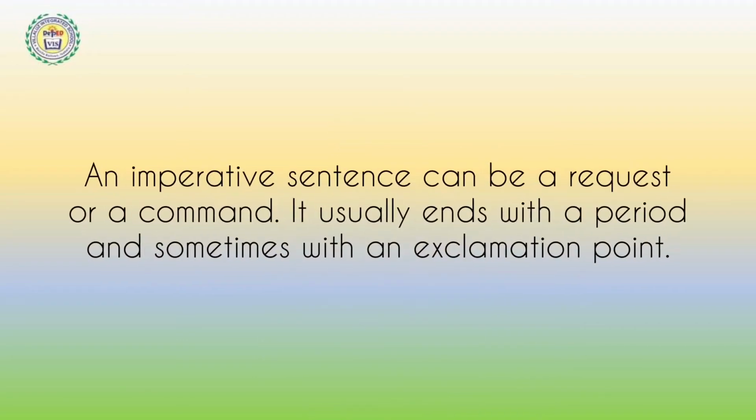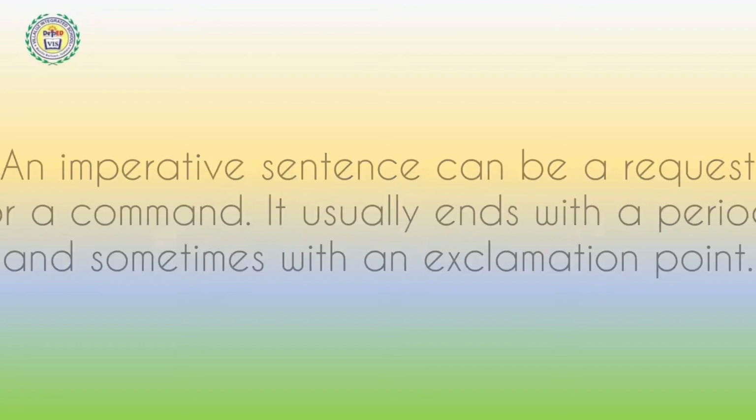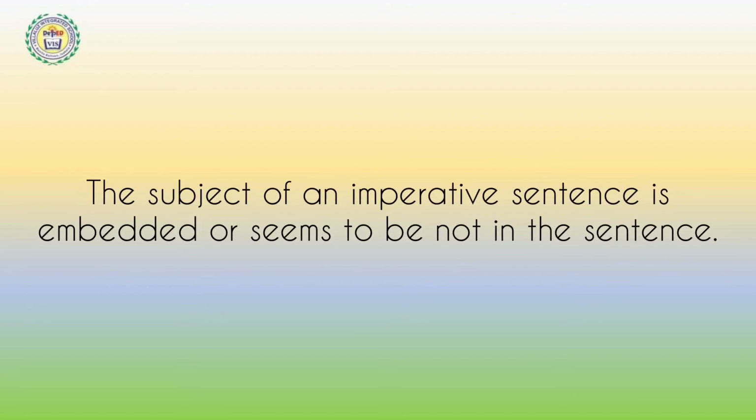Now that you know how an imperative verb looks like, let us study more about imperative sentences. An imperative sentence can be a request or a command. It usually ends with a period and sometimes in an exclamation point. Most of the time, the subject of an imperative sentence is embedded or seems to be not in the sentence.